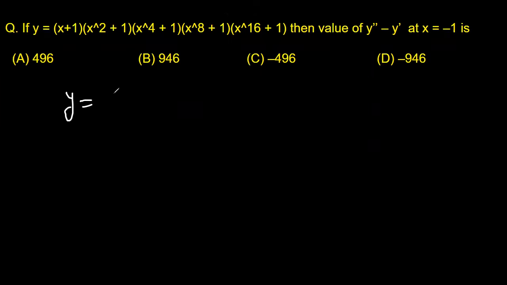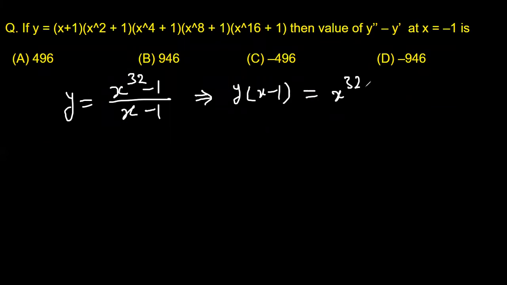That means your function would look like y is equal to x to power 32 minus 1 divided by x minus 1. You would like to cross multiply and write this function as y times x minus 1. This implies y times (x minus 1) equals x to power 32 minus 1. Differentiate both sides with respect to x. First derivative of the first, x minus 1, is 1, times the second y, plus the first, x minus 1, times the derivative of the second, y dash, is equal to the derivative of x to power 32, which is 32x to power 31. This is for the first derivative. Let's say this is equation 1.